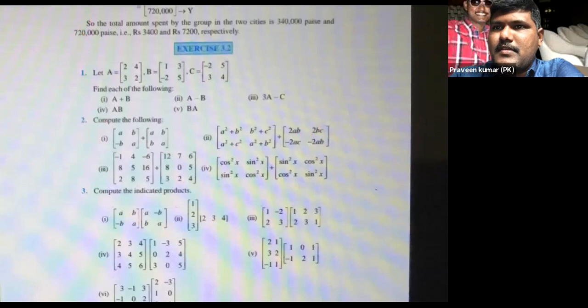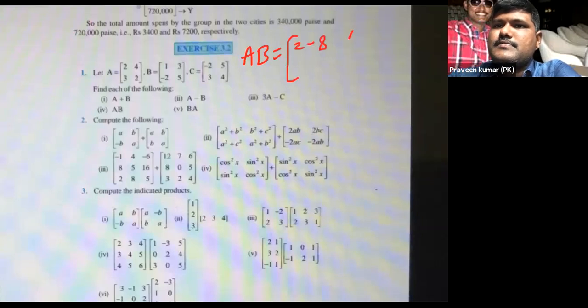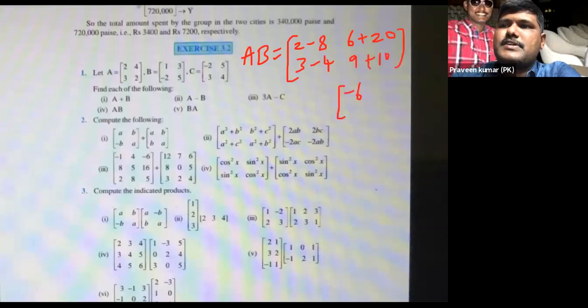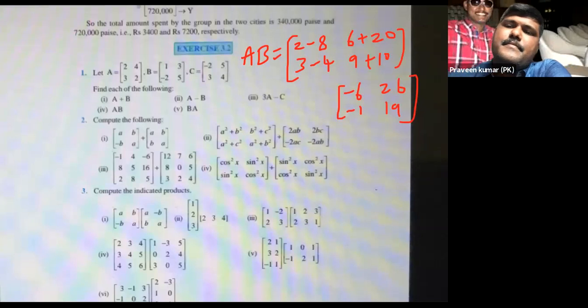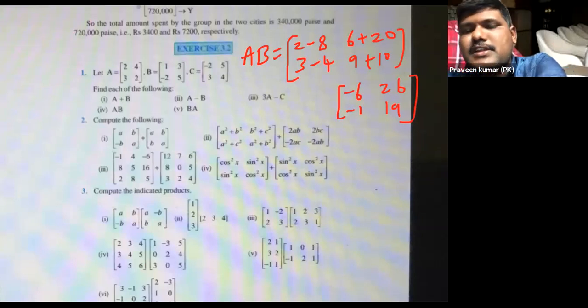AB is equal to: first column, 2 1s are 2 minus 4 2s are 8, 2 3s are 6, 4 5s are 20. Yesterday we did many questions. 3 1s are 3 minus 4, 3 3s are 9 plus 10, minus 6, 26, minus 1, 19. Correct now? Dear students, everyone got the AB value? First row into first column, first row into second column, second row into first column, second row into second column, like that.